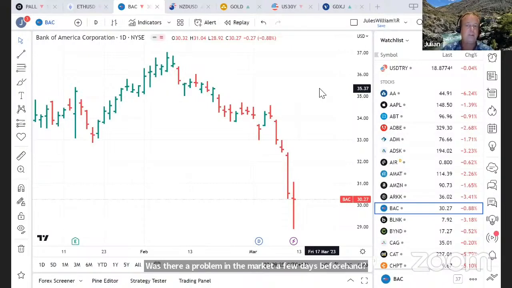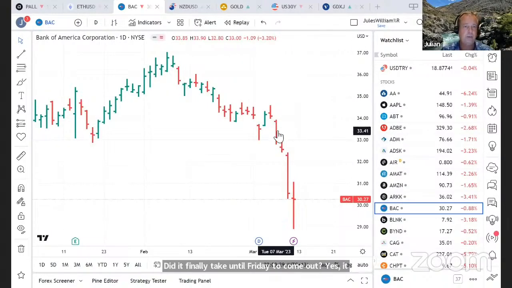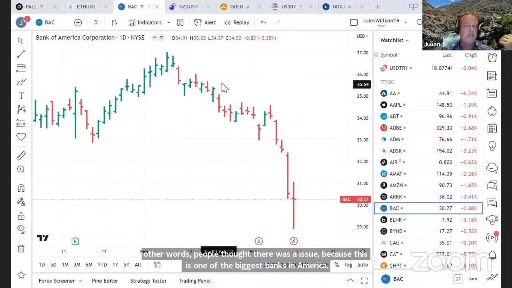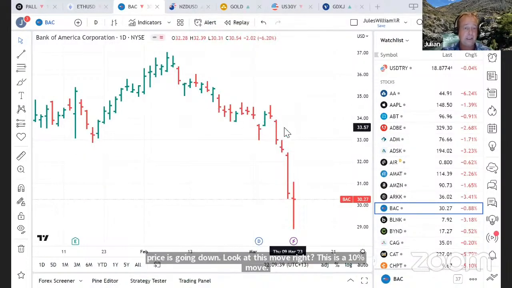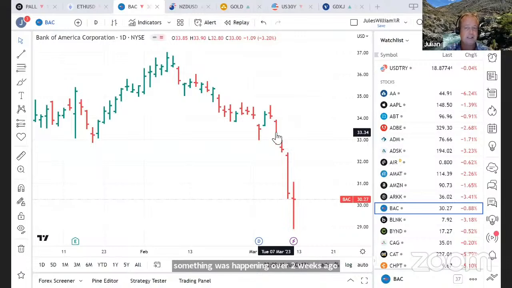Yes, it did. So in other words, people thought there was an issue because this is one of the biggest banks in America. The price is going down. Look at this move, right? This is a 10% move. They thought something was happening, but they thought something was happening over 2 weeks ago, right? There was a little bit of nervousness. So again, if you follow sectors, if you're delving into this, you could have got some clues.